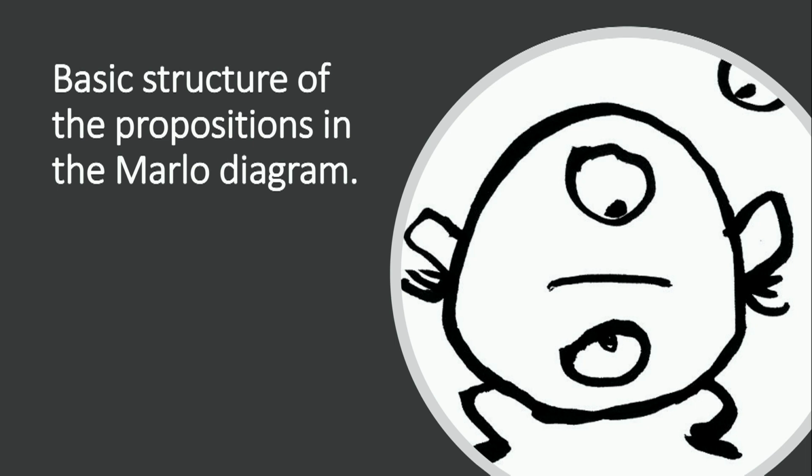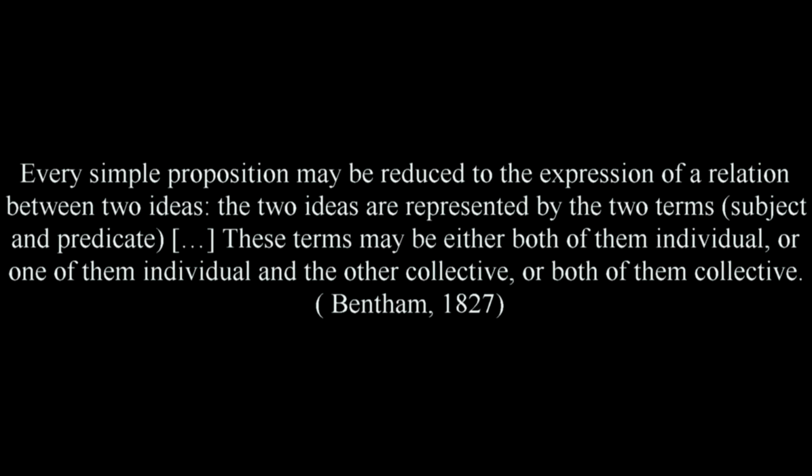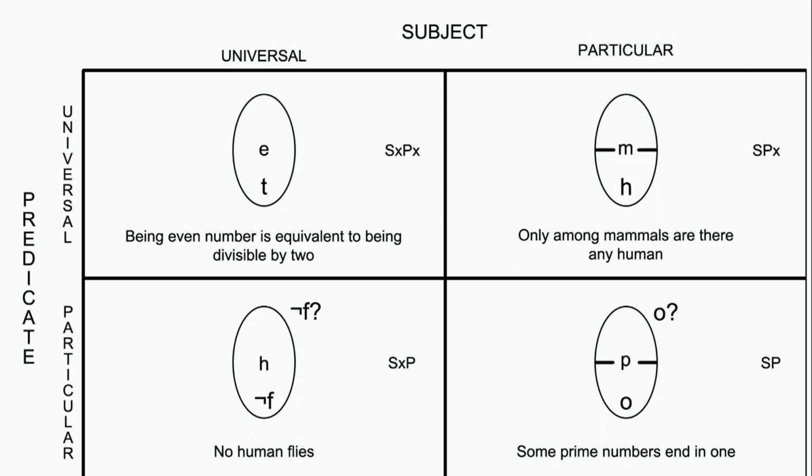Basic structure of elementary propositions in the Marlo diagram. Every simple proposition may be reduced to the expression of a relation between two ideas. The two ideas are represented by the two terms, subject and predicate. These terms may be either both of them individual, or one of them individual and the other collective, or both of them collective. Bentham, 1827. The figure shows with examples the logical structure of the four elementary propositions.